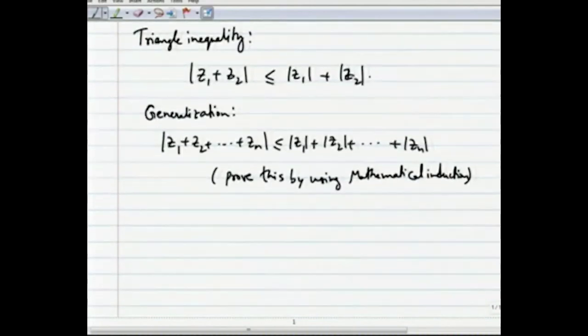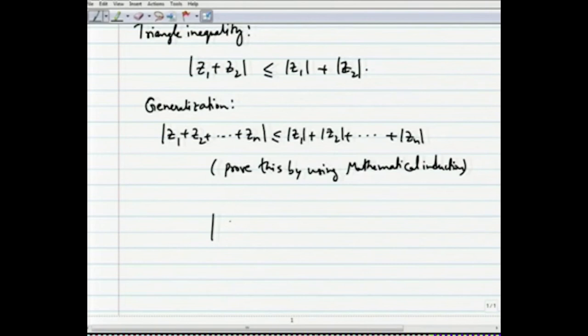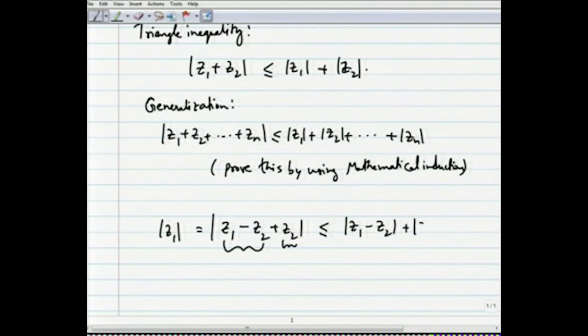And it is convenient to record one other form of the triangle inequality. It is as follows. Let us estimate the modulus of z1, which is equal to the modulus of z1 minus z2 plus z2. So, I am adding and subtracting z2. By the triangle inequality, if I treat z1 minus z2 as one complex number and z2 as the second complex number, this is less than or equal to the modulus of z1 minus z2 plus the modulus of z2.